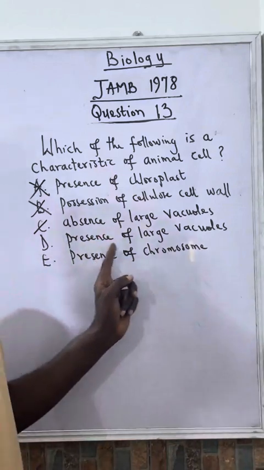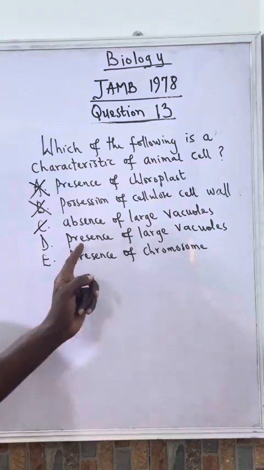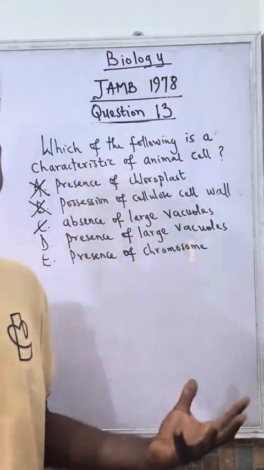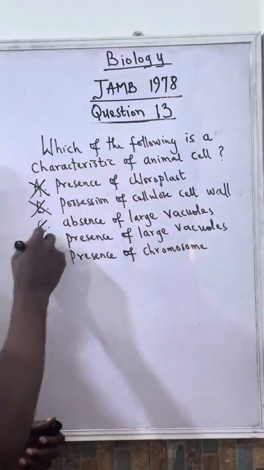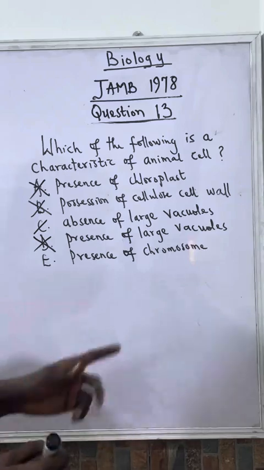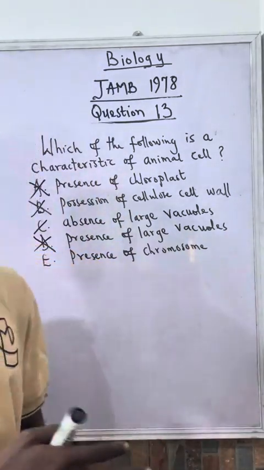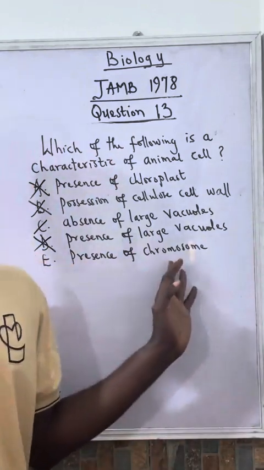Then the presence of large vacuole. This is also a plant characteristic because the plant vacuole is a large one. So this is wrong for animal. Then E, presence of chromosome. This one is a characteristic of both plant and animal. So this is not the answer.